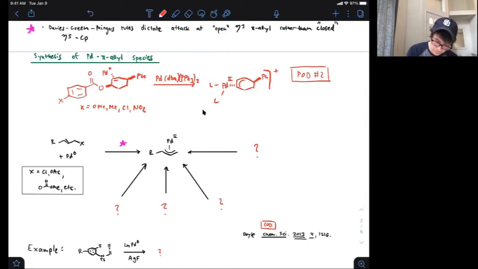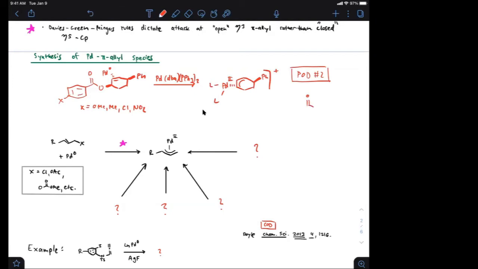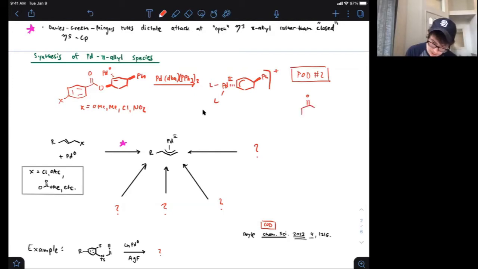And Huiqi, what's the abbreviation DBA, just in case anyone hasn't seen this before? Sorry, I don't know the full name of it. Okay, you probably know the structure, but maybe not the name. So this is dibenzylideneacetone, just a common neutral ligand, especially for palladium. Typically not involved in catalysis.